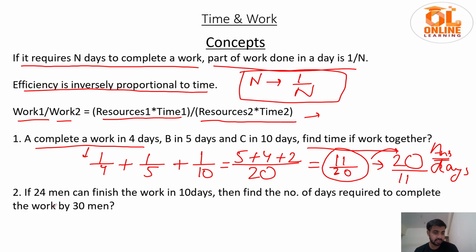Let us move towards the next question. If 24 men can finish the work in 10 days, then find the number of days required to complete the work by 30 men. See, this is easy. The work is same. So, if 24 men take 10 days, that same work will be done by 30 men in how many days? We have to solve this equation.